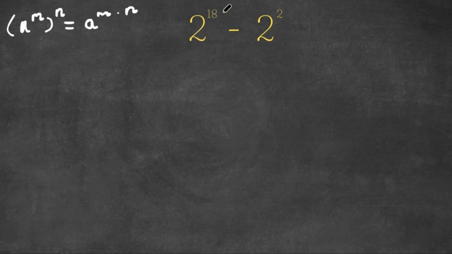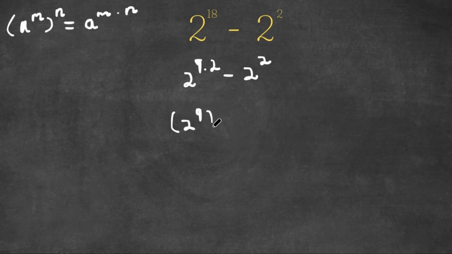So as you can see here, we have 2 to the power of 18, and 18 can be written as 9 times 2, right? So now we have 2 to the power of 9 times 2 minus 2 squared. Now 9 times 2, remember a to the power of m times n can be written as a to the power of m to the power of n. So 2 to the power of 9 times 2 can be written as 2 to the power of 9 to the power of 2. Now minus 2 squared.